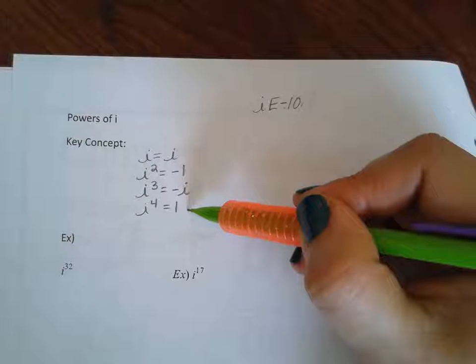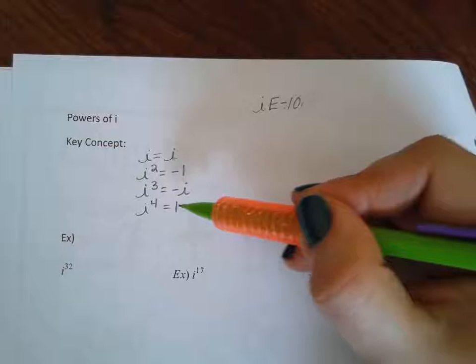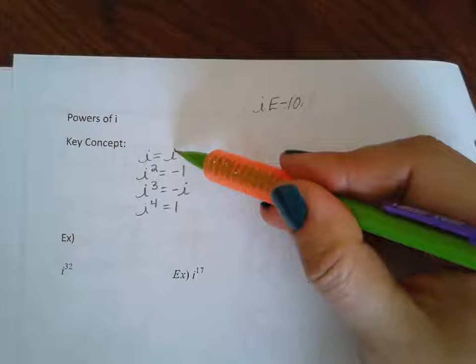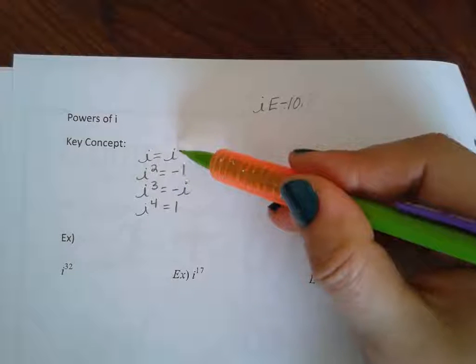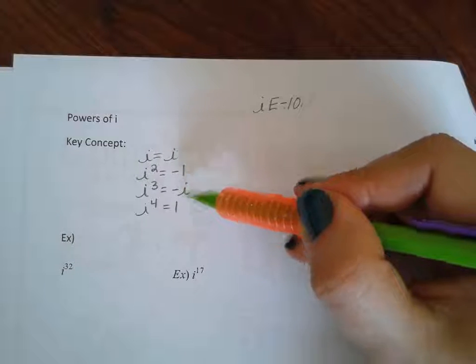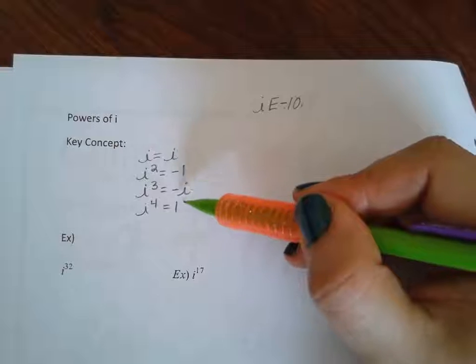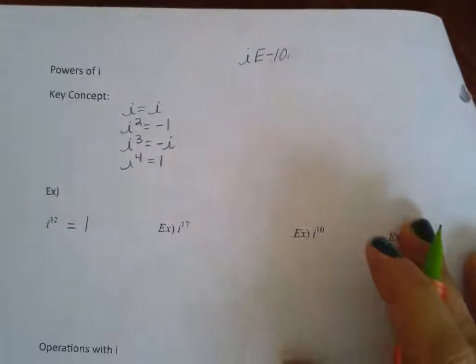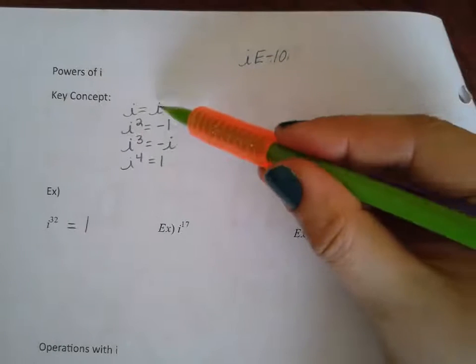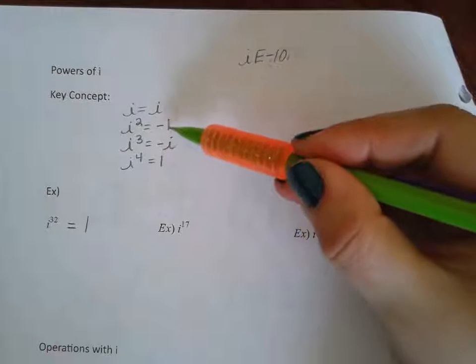So if I needed to figure out i to the 32nd power, I left off at 20, so this would be 21, 22, 23, 24, 25, 26, 27, 28, 29, 30, 31, 32. So the answer would be 1. These are all going to simplify to one of these 4 answers. Okay?